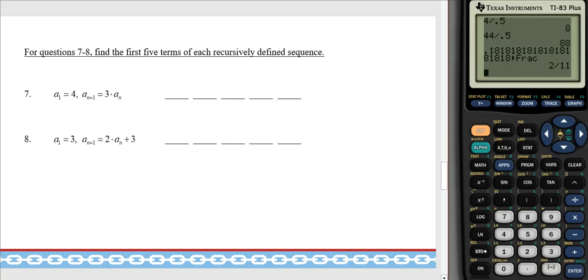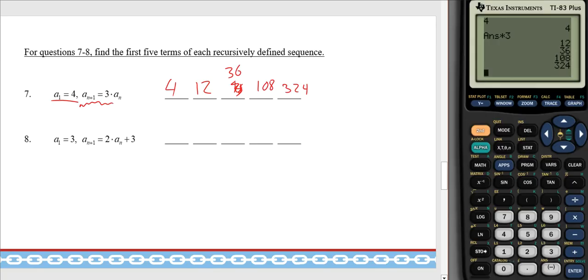Recursive sequences. So in number 7, we get a first term of 4. So I'm just going to enter that 4 into the calculator. I can put that here on the first line. They want the first 5 terms. And then my formula here is to multiply by 3 each time. So I can hit times 3. 4 enters gives me my next 4 terms. 12, 36, 108, and 324.